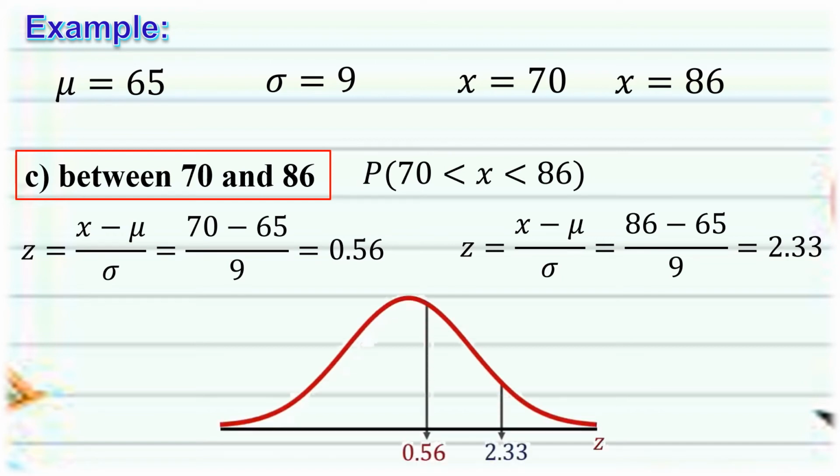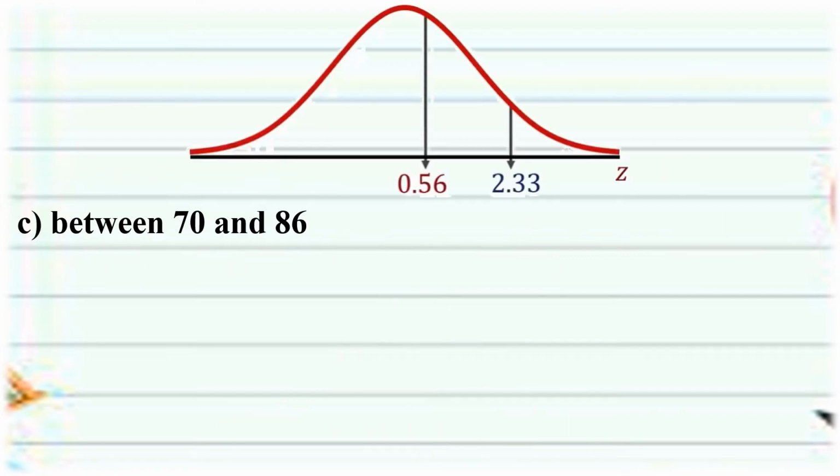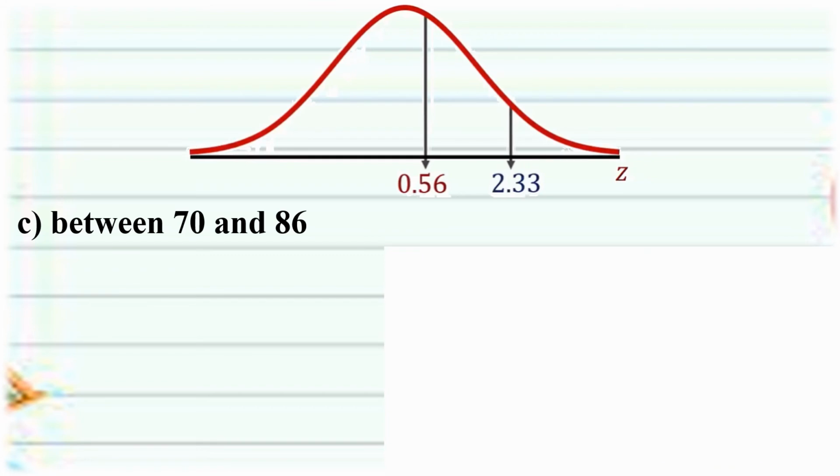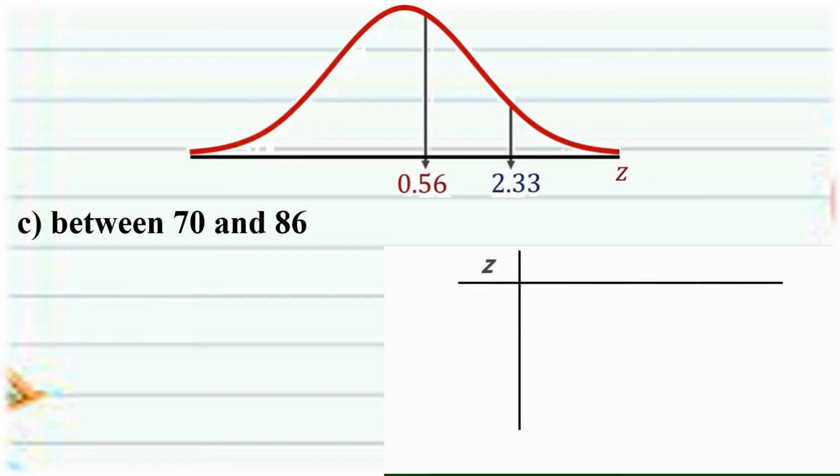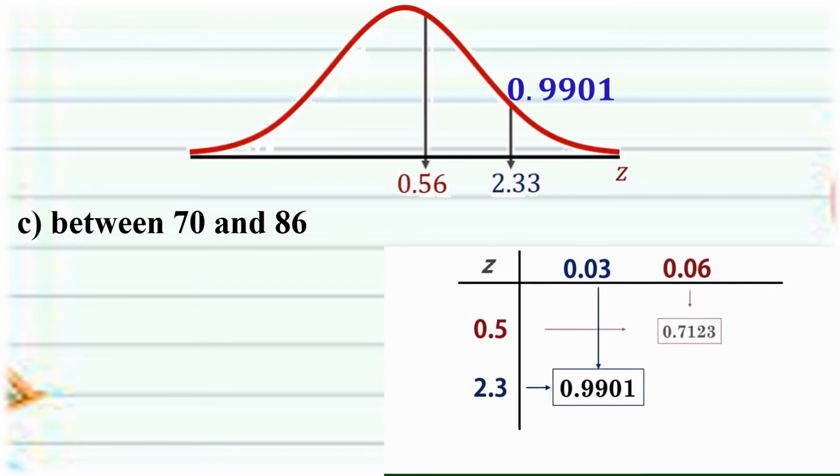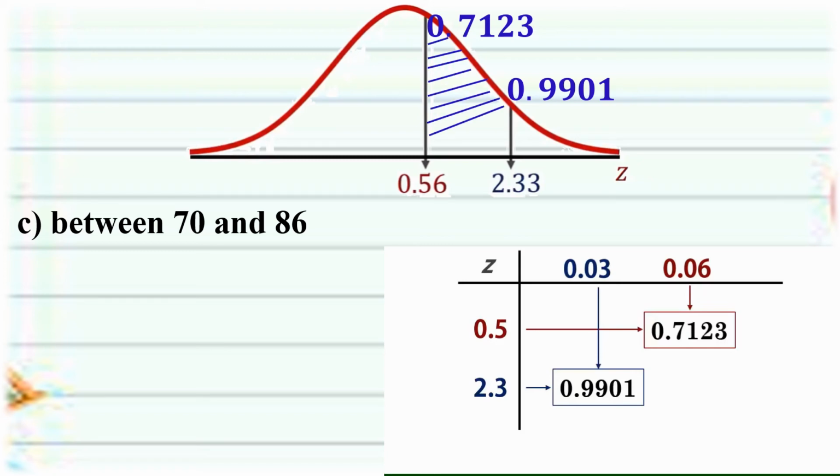Now let us determine how to get the area between z = 0.56 and z = 2.33. Now let us determine the area that corresponds to z = 2.33 and z = 0.56 in our table. So in determining, we have z = 2.33 is equal to 0.9901, whereas z = 0.56 is equal to 0.7123. So in here, we are going to determine the area of this shaded region.